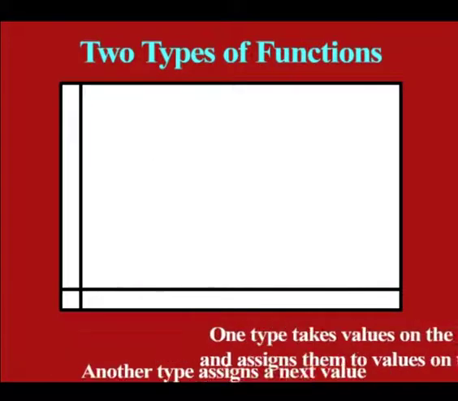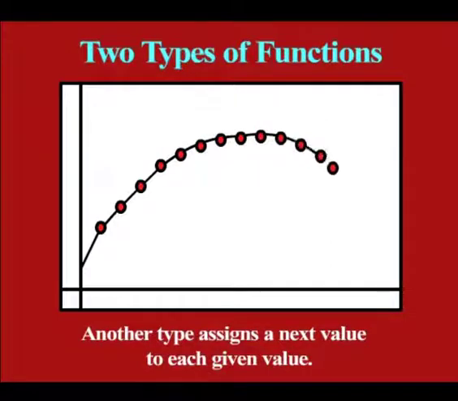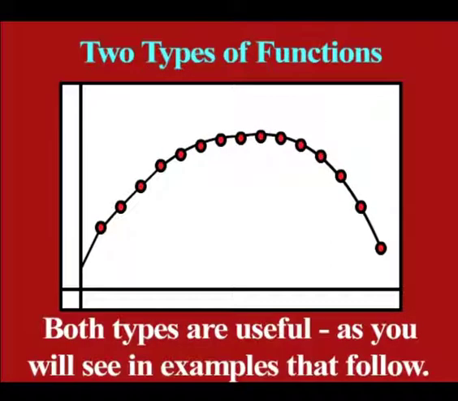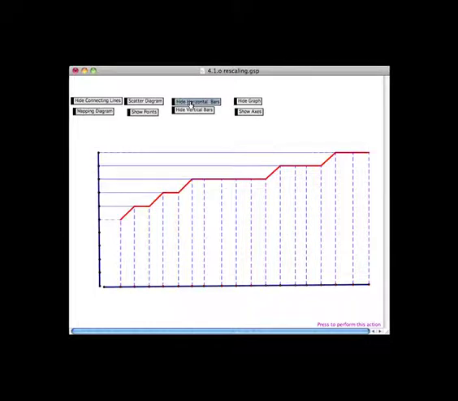The second type of function assigns a next value to a given value. But, for this kind of function, it may not be easy, and it might even be impossible, to know the value of the nth term in the series. Remember, a graph can be thought of as a mapping from one collection of data to another.